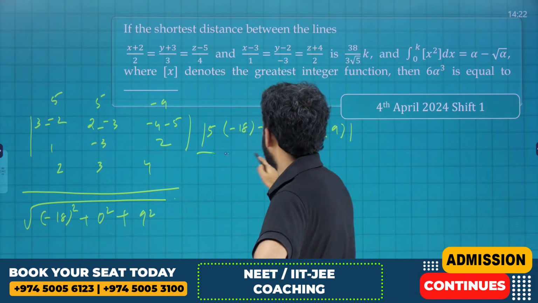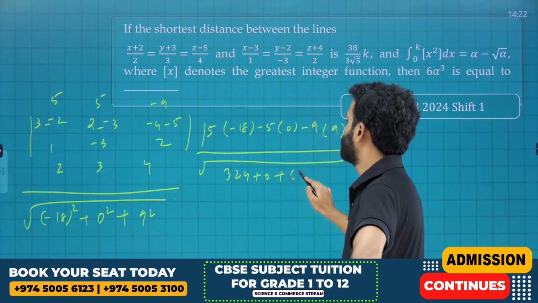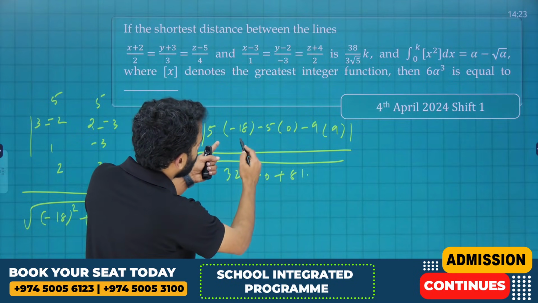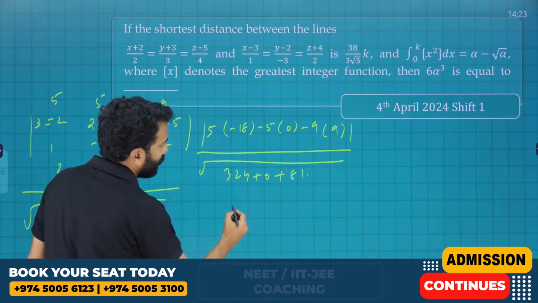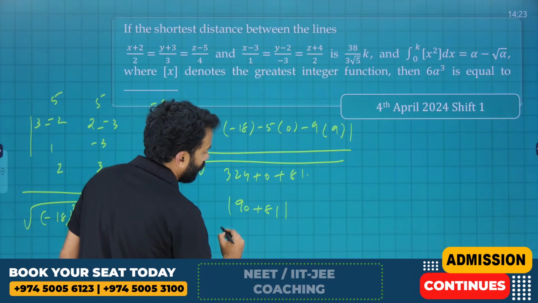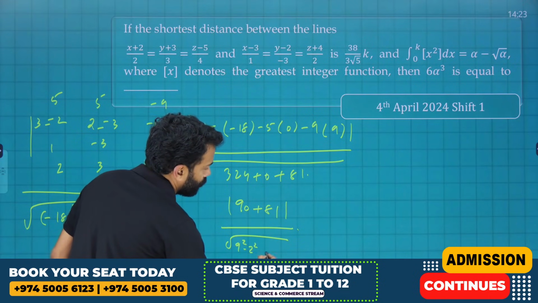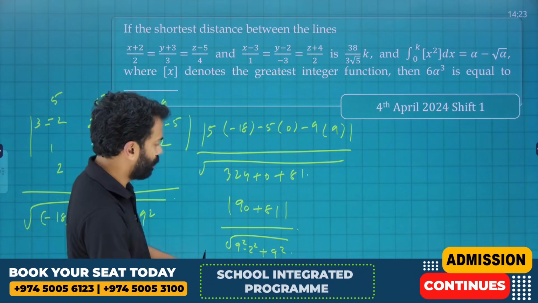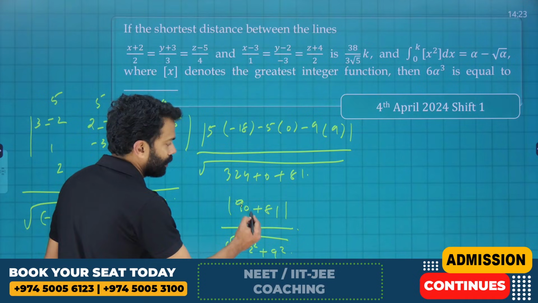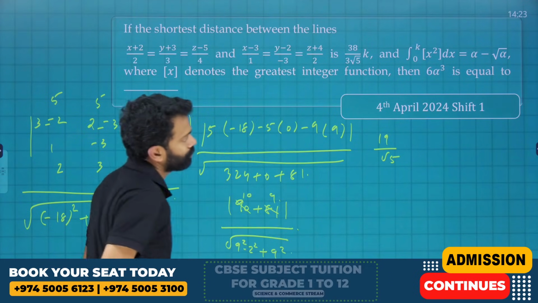Put a modulus here, divided by root of 324 plus 0 plus 81. This is minus 90 minus 81, right? That is negative, we can cancel. That is 90 plus 81 divided by, sorry, I'm going to write it like this. That is 9 square into 2 square plus 9 square. So what I'm going to do is I'm taking 9 square outside. It becomes 9. And if you cancel it with 9, you will get 10 and 9. That is basically 19 by root 5.